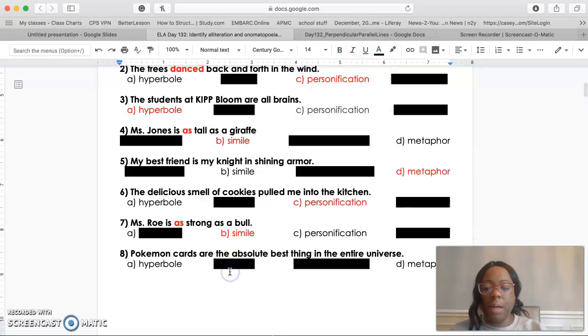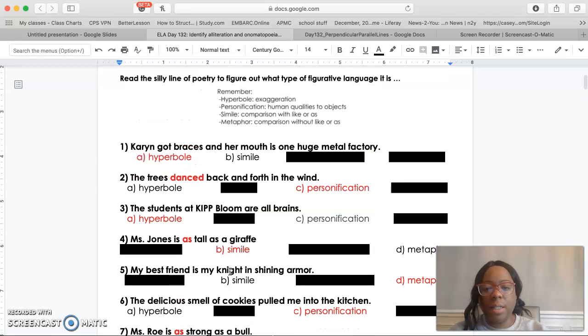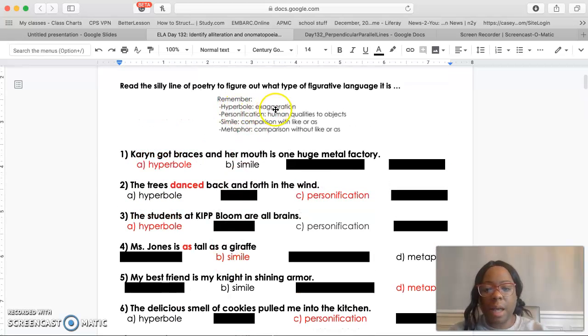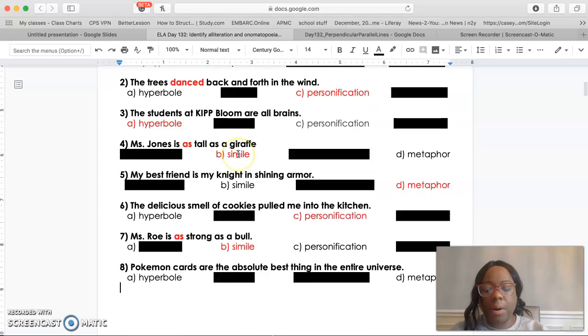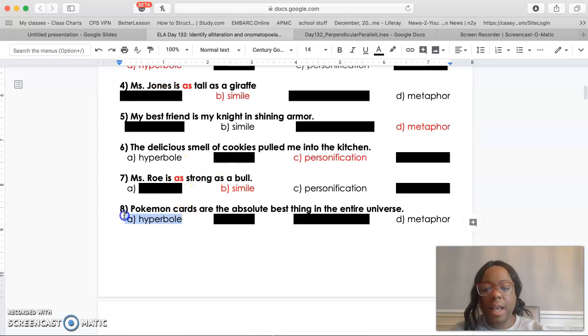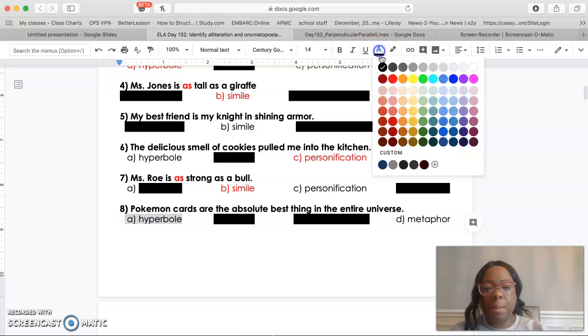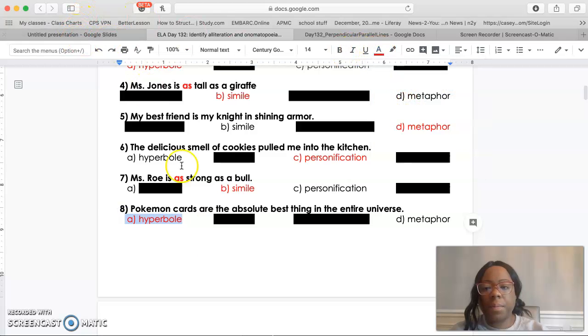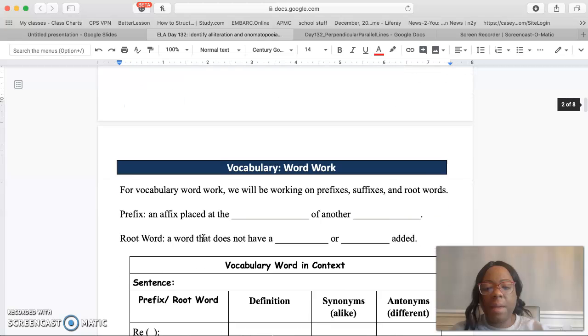Number 8, Pokemon cards are the absolute best thing in the entire universe. Sounds like an exaggeration to me. Which one is an exaggeration? We're going to go back up to the top. Exaggeration. Hyperbole. So our answer is A, hyperbole. Let's flip the page.